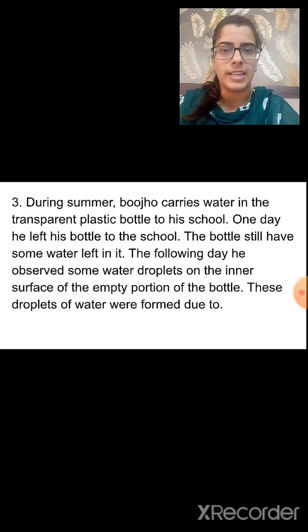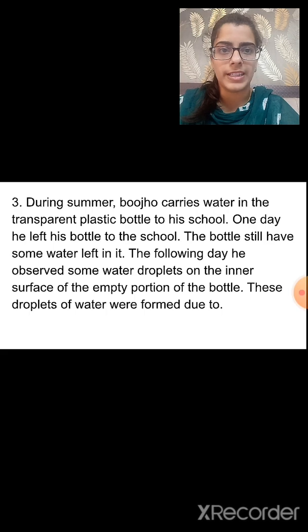Now question number 3. During summer, Bojo carries water in a transparent plastic bottle to his school. One day, he left his bottle at the school. The bottle still has some water left in it. The following day, he observed some water droplets on the inner surface of the empty portion of the bottle. These droplets of water were formed due to.